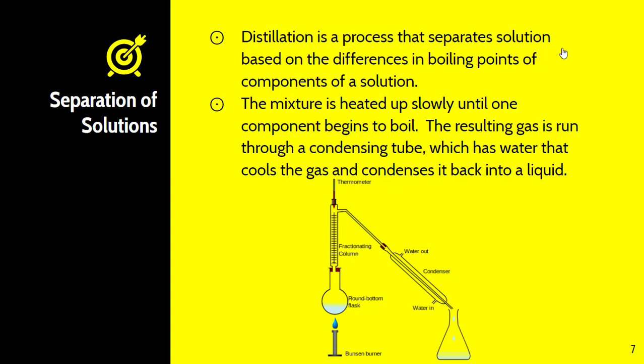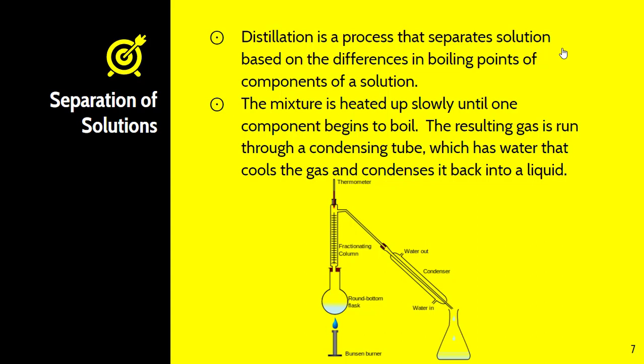Another way that we can separate solutions is by using a process called distillation, which separates solutions based on the differences in boiling points of the components of a solution. So how this works is that you have your mixture in a round bottom flask, and it's heated up using a Bunsen burner or a hot plate. The mixture is heated up slowly until one of those components begins to boil.